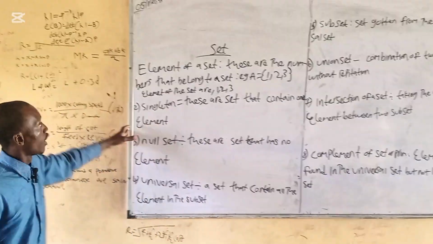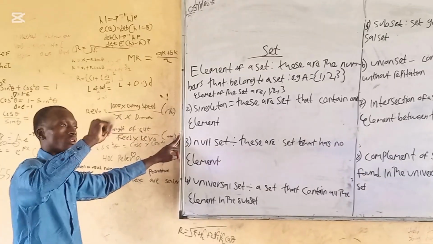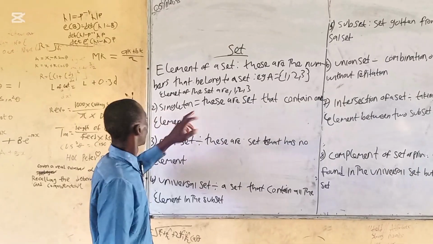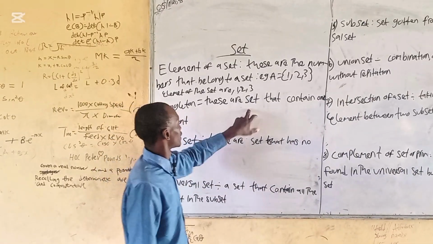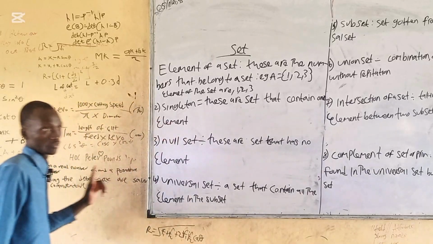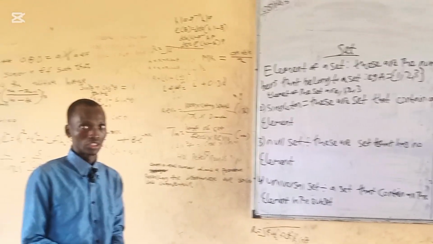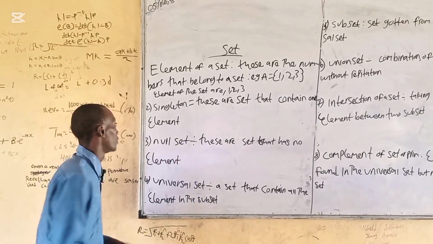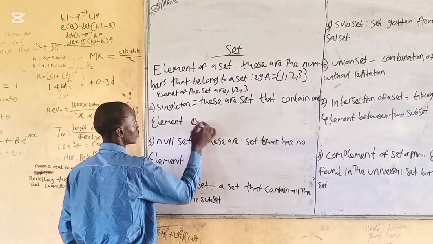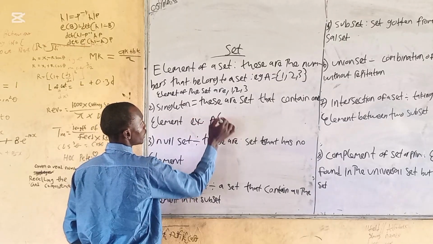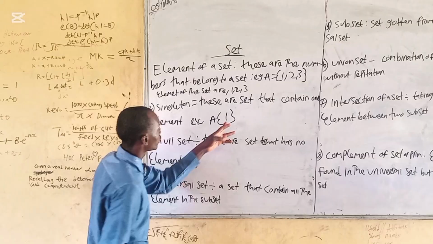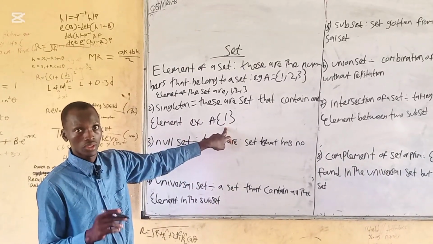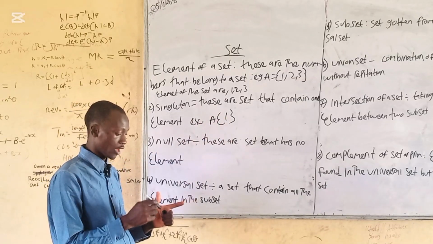Then now let's go to singleton. I'm sorry for the rest. I wrote singleton or null set. Please take it as null set because I actually do different things. Now, singleton. See, these are sets that contain one element. Now, we know what is called an element already. These are sets that contain one element. Example: set A has only 1. We can call this a singleton set. These are sets that contain only one element.